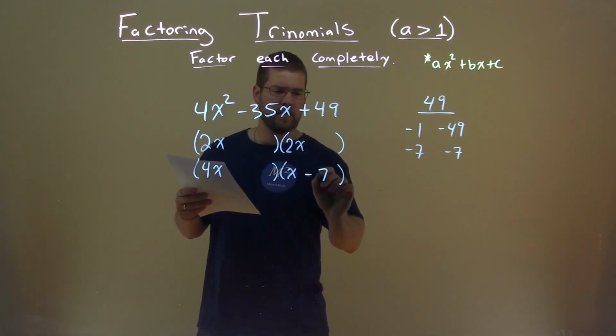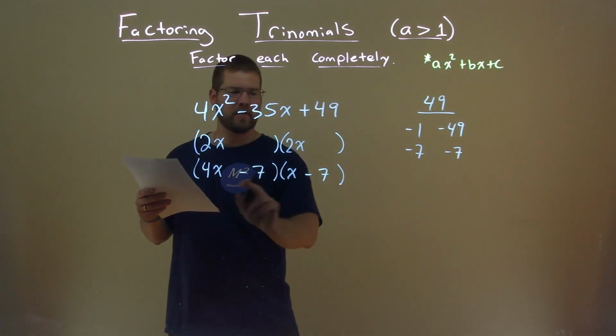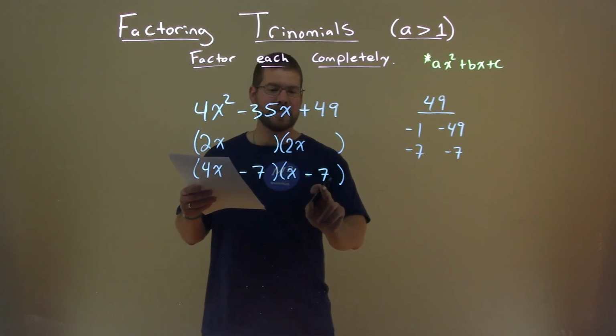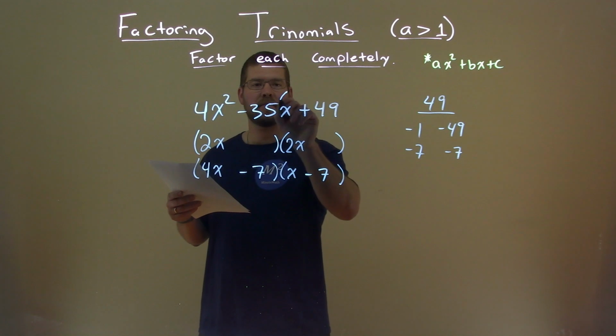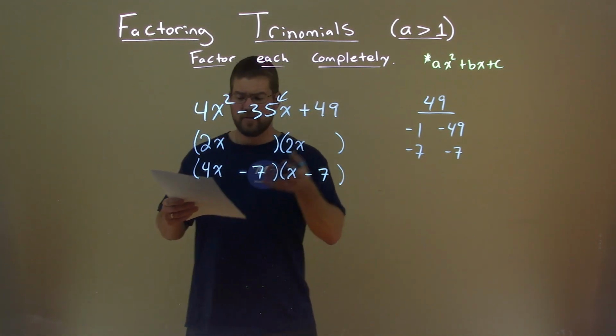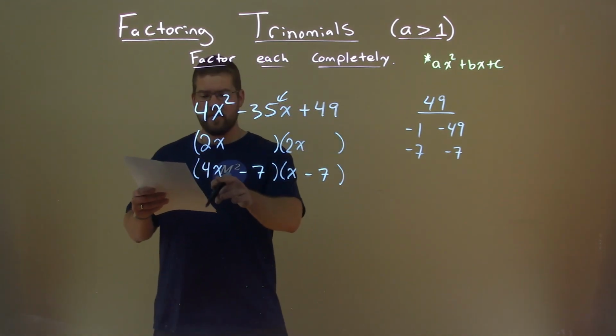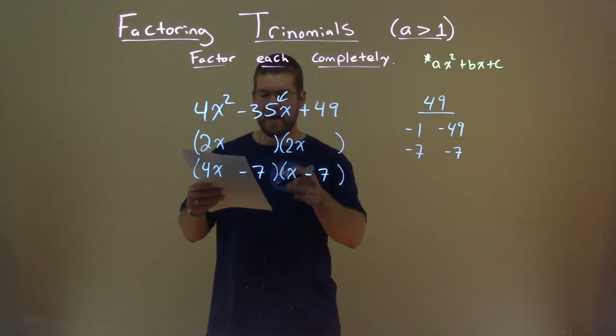And so our values here, 4x times a negative 7 is a negative 28x, plus a negative 7x gets us a negative 35x. The b value was the clue. And so there we have our final answer, 4x minus 7 times x minus 7.